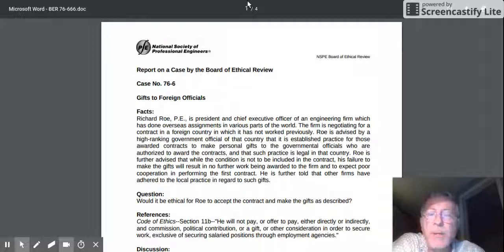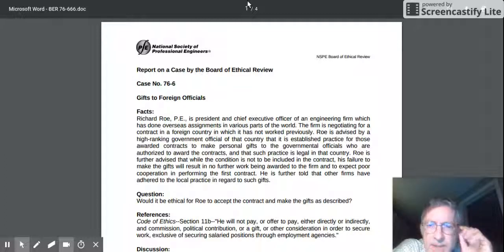What's going on here? Both of them are Fifth Canon cases. Canon 5 says that engineers shall avoid deceptive acts. I think that the NSPE code is extremely interesting, and any code of ethics that has a history is interesting, because if we read something like that, avoid deceptive acts, it's very general, and it would seem to make perfect sense. Professionals should not be deceptive.